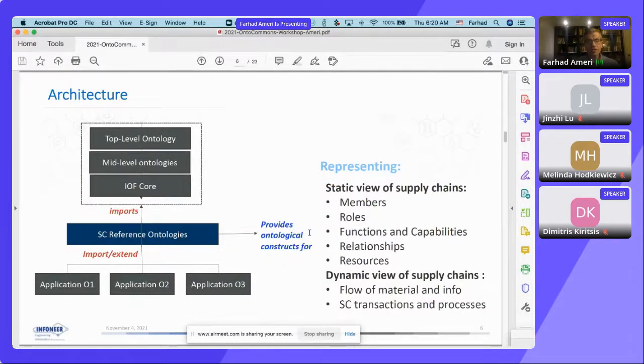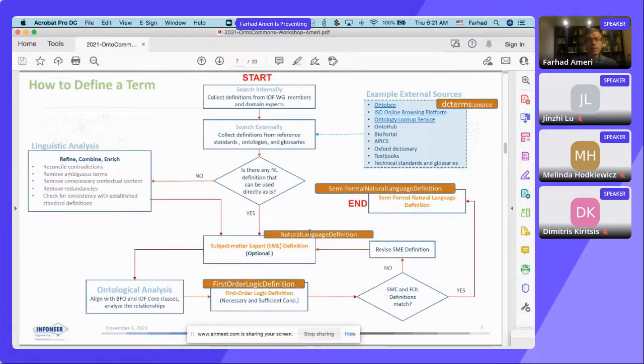In terms of architecture, we use the same architecture that all other ontologies in IOF are using. We use a top-level ontology, which is BFO for us, and a bunch of mid-level ontologies, including IOF core, and then we develop a reference ontology that provides the ontological constructs for representing a static view or dynamic view of supply chain. And hopefully, application ontologies can be developed through extension of the reference ontology. And it kind of shows the hub and spoke architecture that Barry Smith presented the other day.